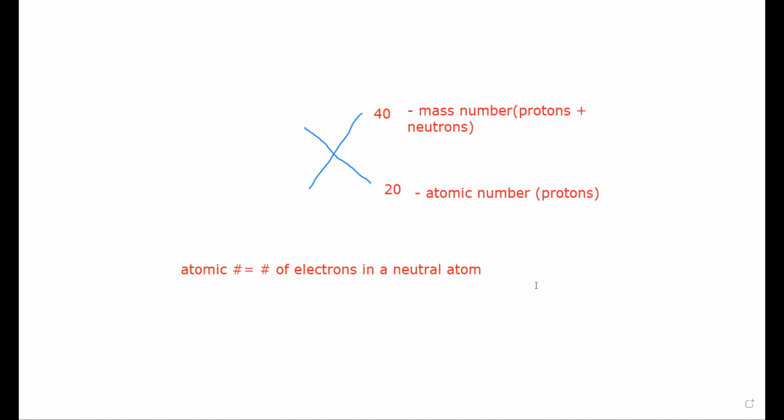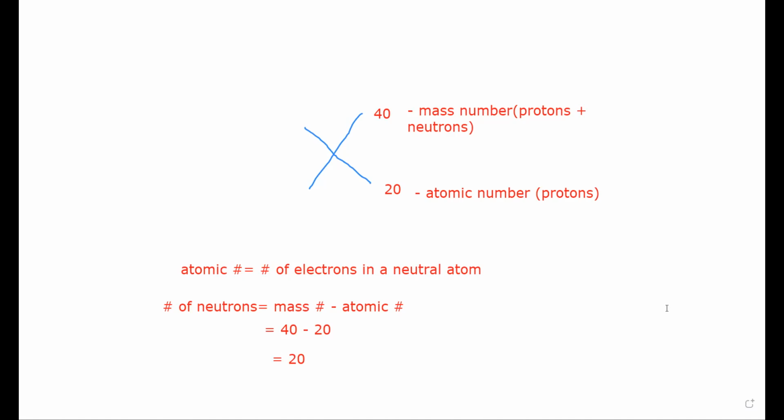Number of neutrons, if you take away the atomic number from the mass number, you get the number of neutrons, right? So let me put that here. Number of neutrons is equal to the mass number minus the atomic number. And if you want a classic example of this, my mass number here for this question is 40. My atomic number is 20. 40 minus 20 is 20.